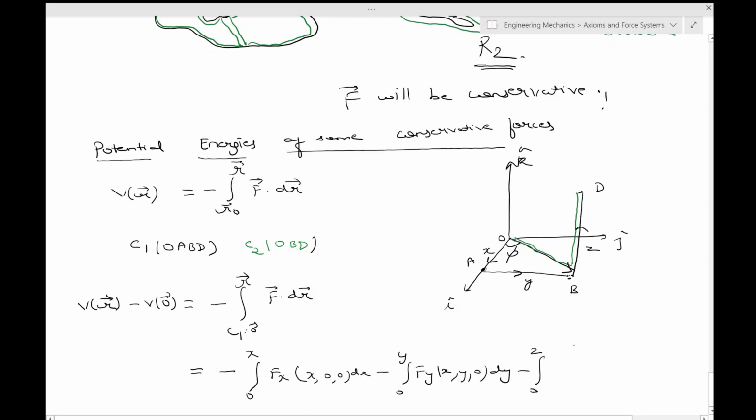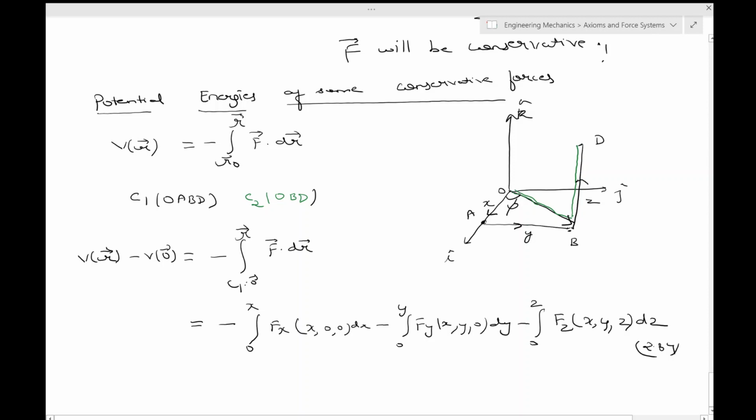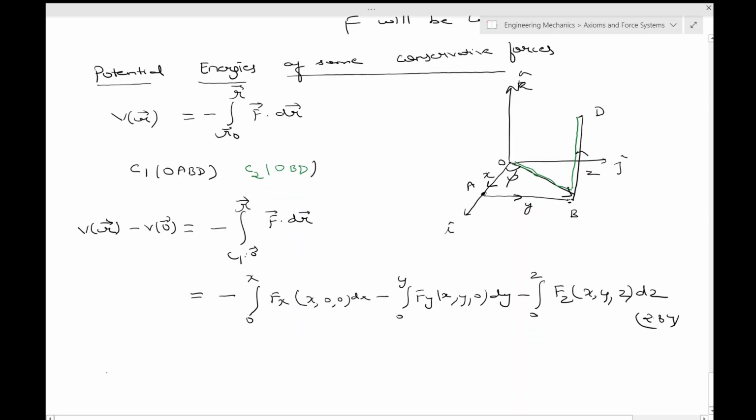Similarly, when you are at the point b, you already have an x and a y, and the z will be changing, and hence the integration is performed over that. So this is how we would get Vr minus V0. Similarly, this quantity is to be calculated over C2, going from 0 to the same position, f dot dr.